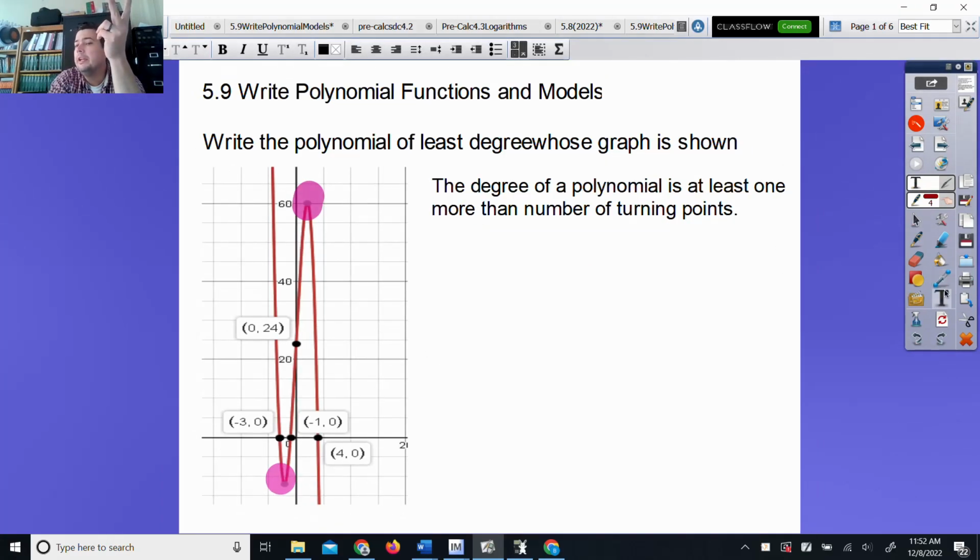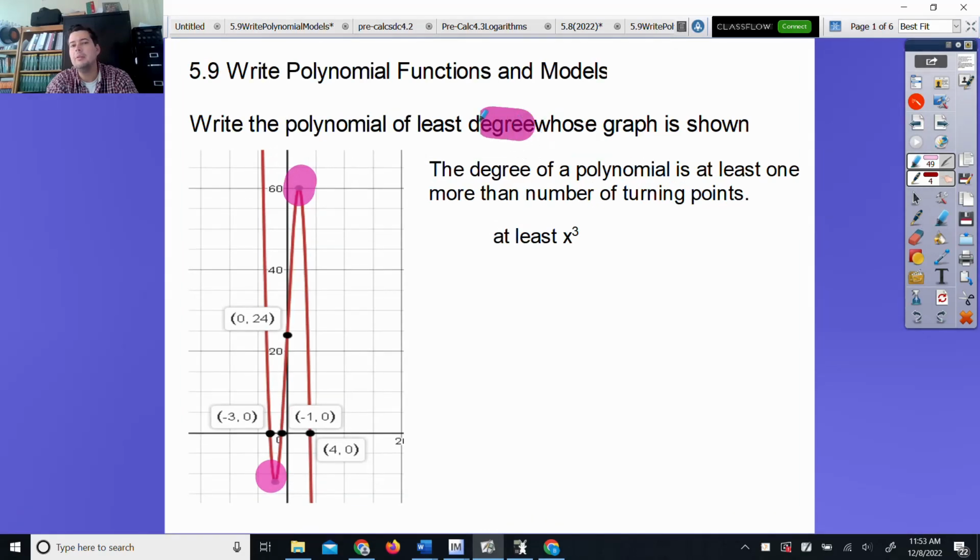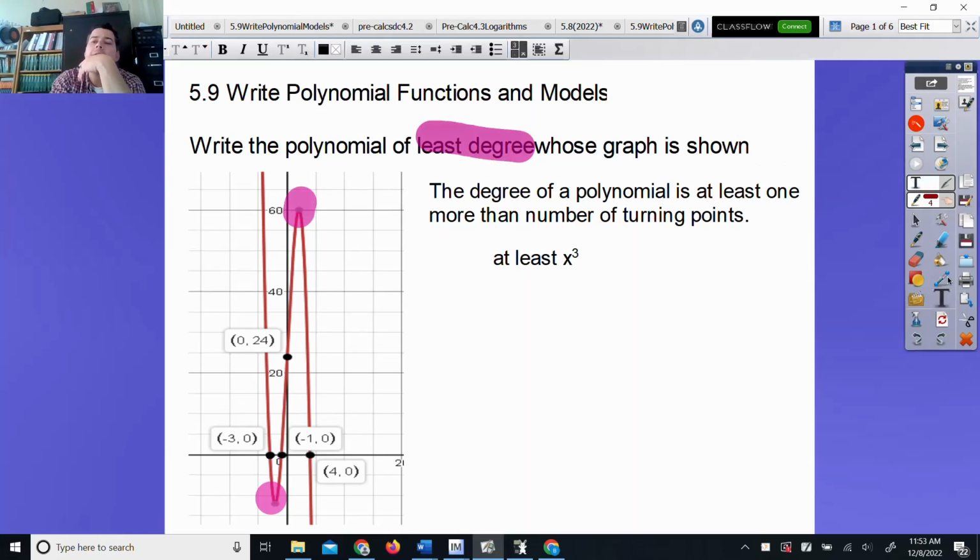What do you know about the degree? At the least, it is at least an x cubed, right? And that's what this section's about. It's all about writing least degree polynomials. Not most degree, that'd be more work, just least possible to fit this graph. What else can we talk about?